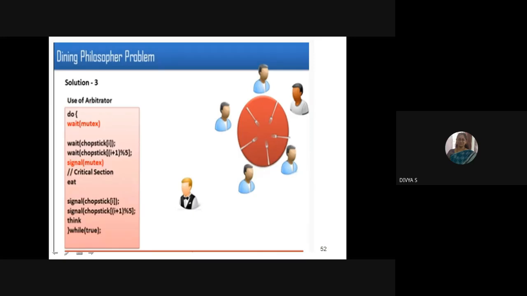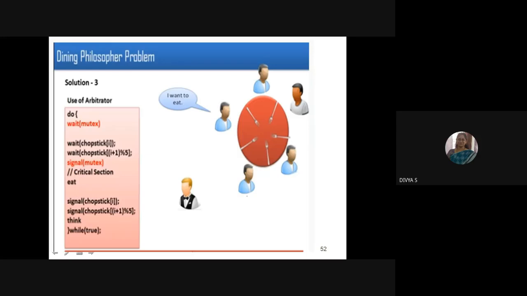Now you see, use of arbitrator. An arbitrator is nothing but a third party, or sorry, some other person called a waiter. So let us try to overcome the problem by using a new or extra person called a waiter. Now, what does a waiter do?